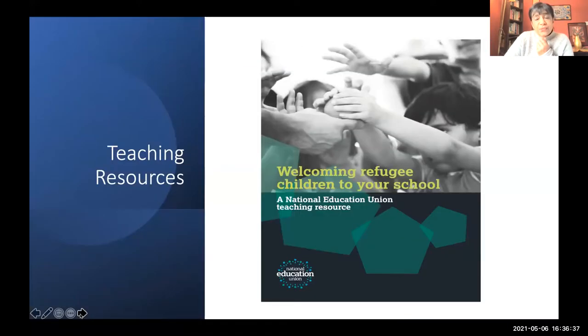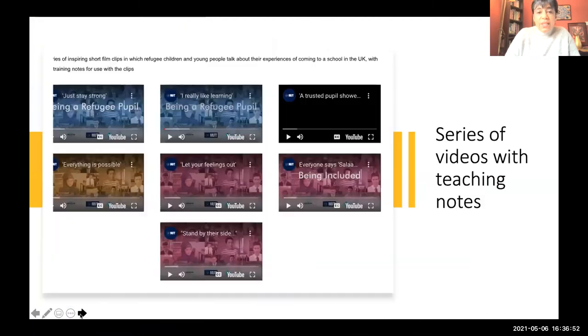And all the resources from Refugee Week. So some of the things we've already got on the site are these teaching resources for welcoming refugee children to your school. That's got lots of guidance in there, as well as some teaching notes. We've got videos, which also have teaching notes that go alongside them, about young people speaking about their experiences coming to a school in the UK.